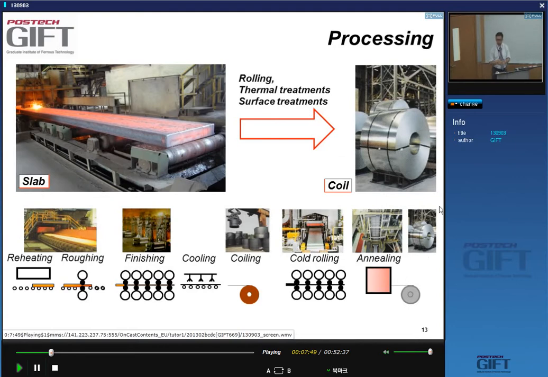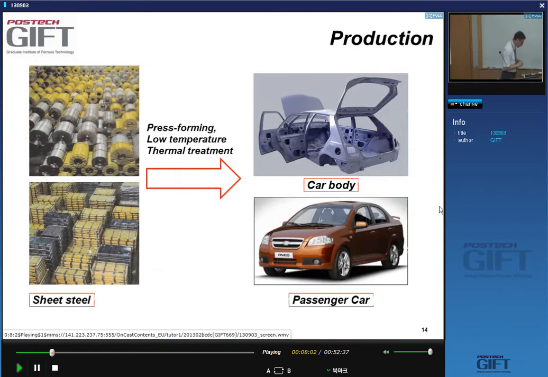The material, steel, has specific properties, specific composition, specific microstructure that is the result of the processing. Now, of course, a sheet of steel is not a car yet, so this material goes through press forming, low temperature thermal treatments, welding, etc., coating processes, and for instance, the car industry manufactures a car body, which is then further assembled into a passenger car. And that is the final product.